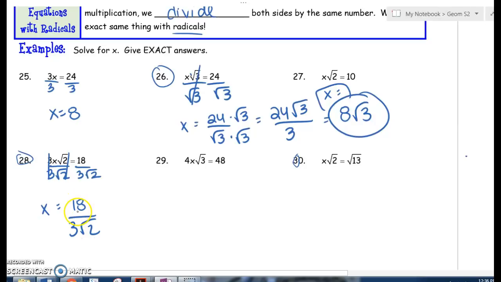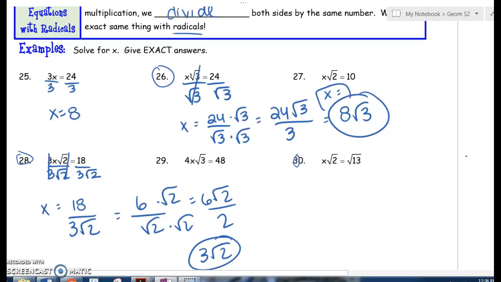Now you could get rid of the radical 2 first, but I'm going to reduce. 18 over 3, that's the same thing as 6 over 1, or just 6, and then the root 2 is still on the bottom. And then you can rationalize the denominator. You end up with 6 root 2 on top, and then root 2 times root 2 is 2. Divide, you'll get 3 root 2 for your answer.